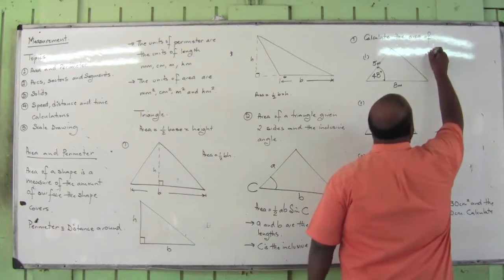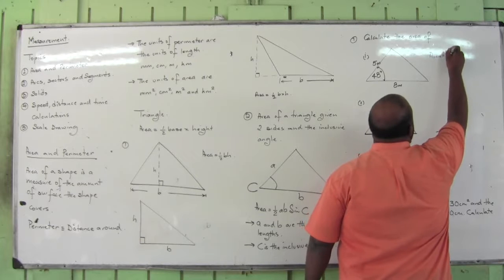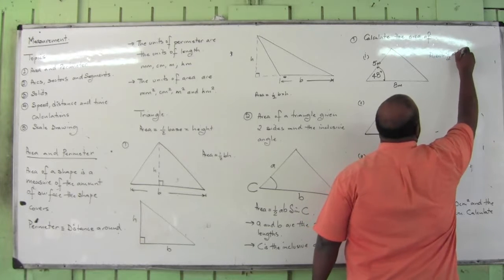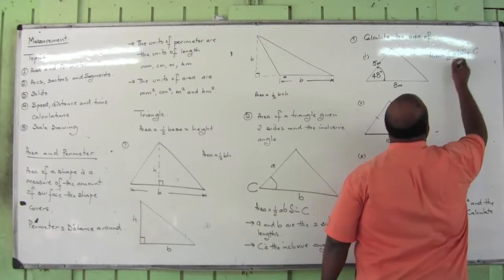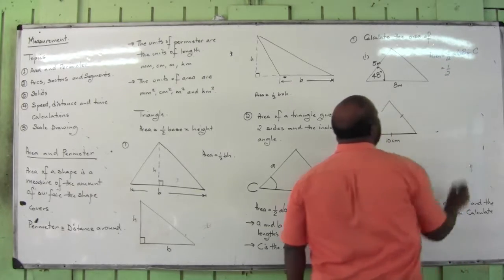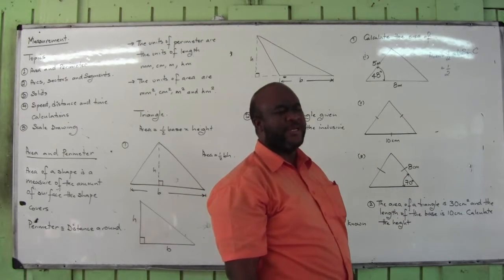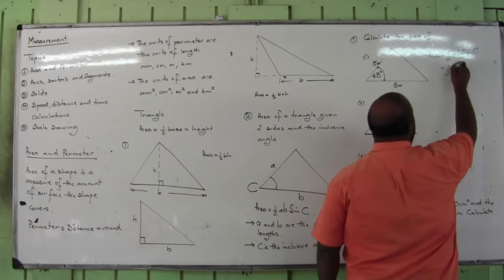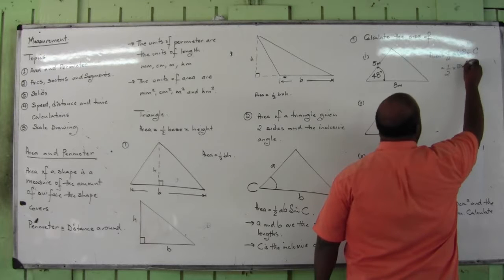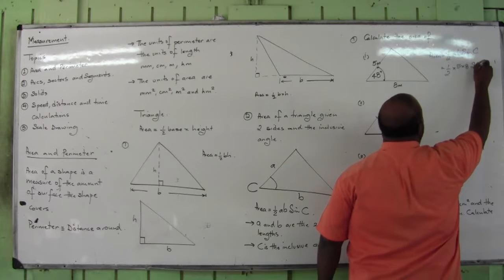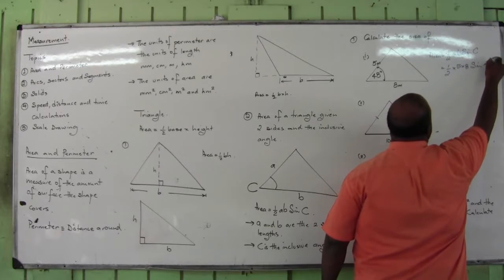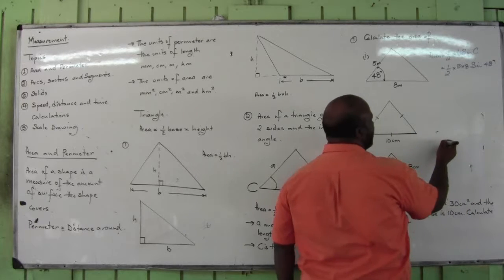So the area is a half AB sine C. A and B are the two sides of known lengths. So this is half times 5 times 8 times the sine of the angle between them, which is 48 degrees.